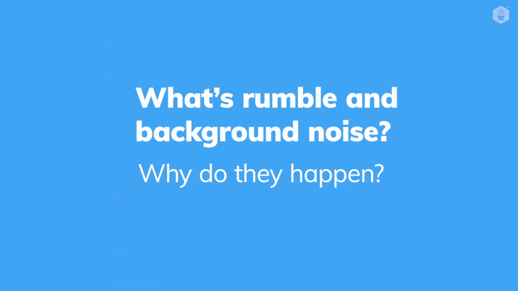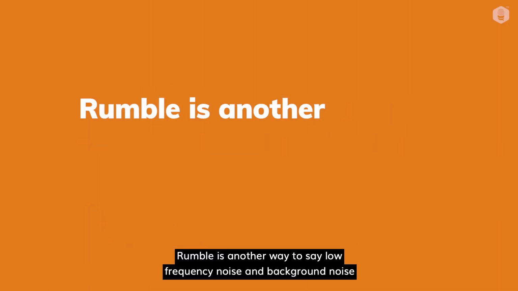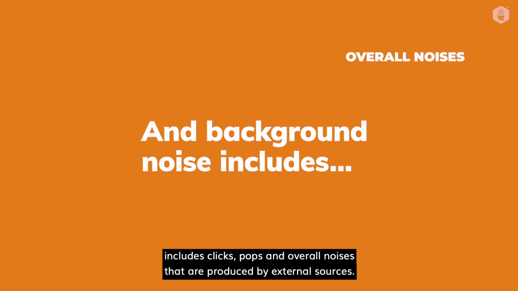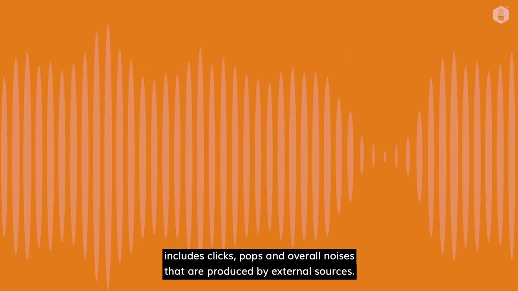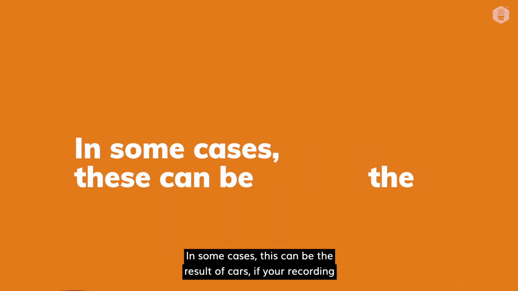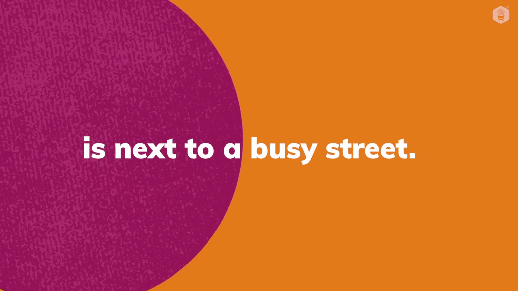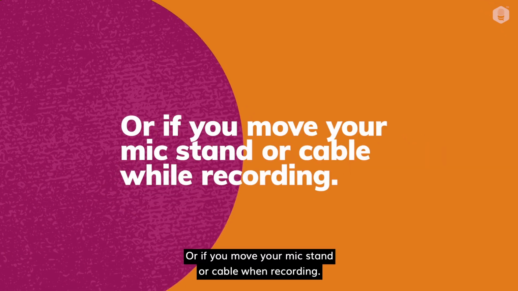What's rumble and background noise? Why do they happen? Rumble is another way to say low-frequency noise, and background noise includes clicks, pops, and overall noises that are produced by external sources. Rumbles are created by vibrations and movements. In some cases, this can be the result of cars if your recording studio is next to a busy street, or if you move your mic stand or cable when recording.